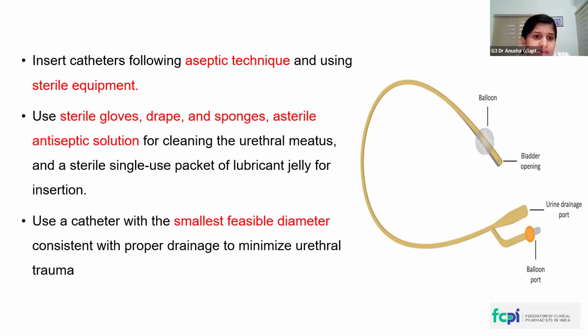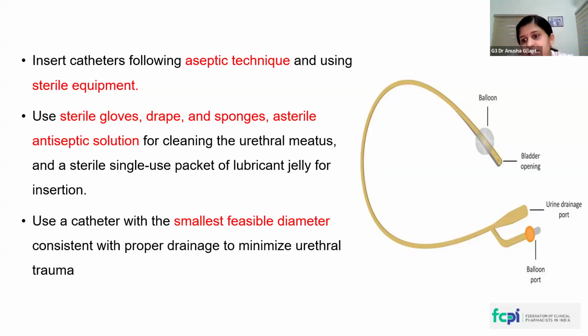Use antiseptic solution for cleaning the urethral meatus, and use a single-use packet of lubricant jelly so that there is no contamination. So it should be done under aseptic technique, and always choose a catheter which has the smallest feasible diameter so that trauma is not caused for the patient.